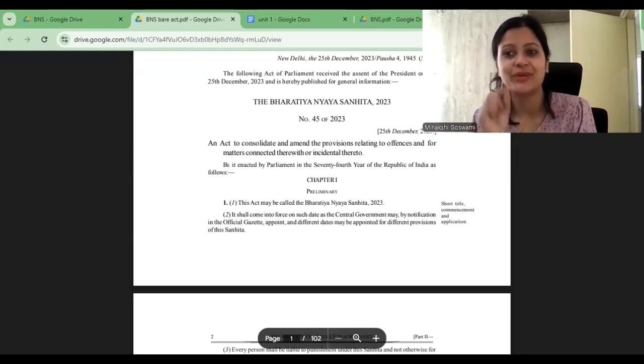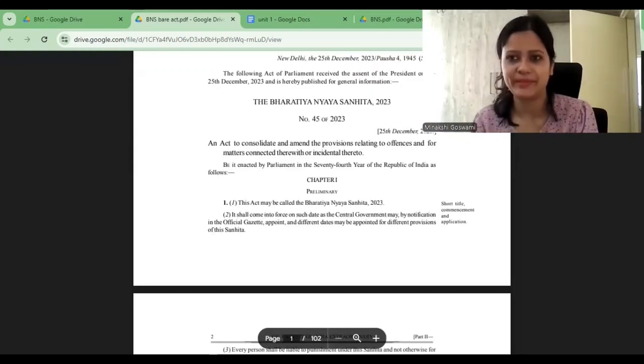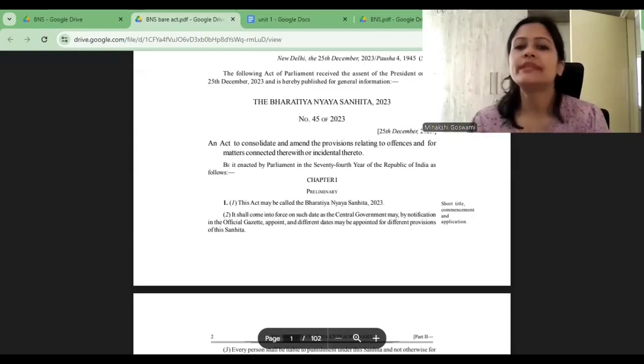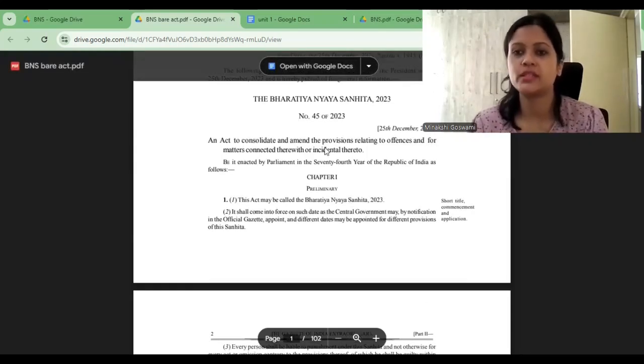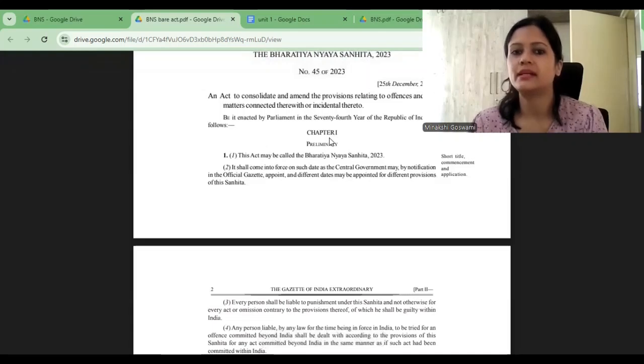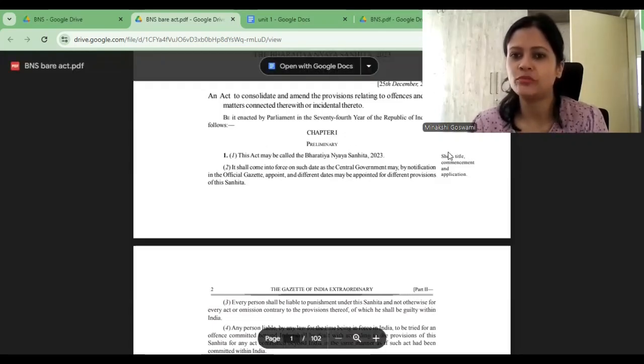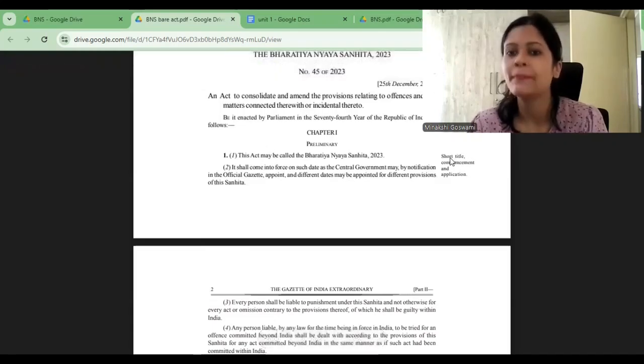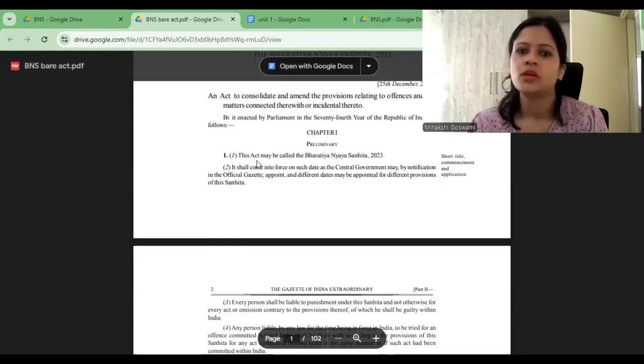So it's very important that you understand what is the scope of BNS, where it is applicable. So this is what section 1 is. It is given within chapter 1. So section 1 is with regard to the short title, commencement as well as application of this legislation.